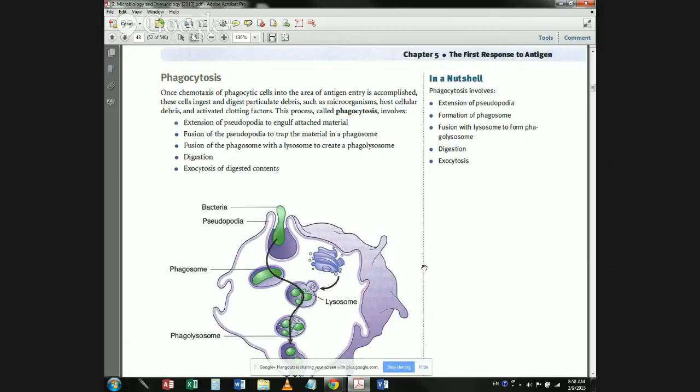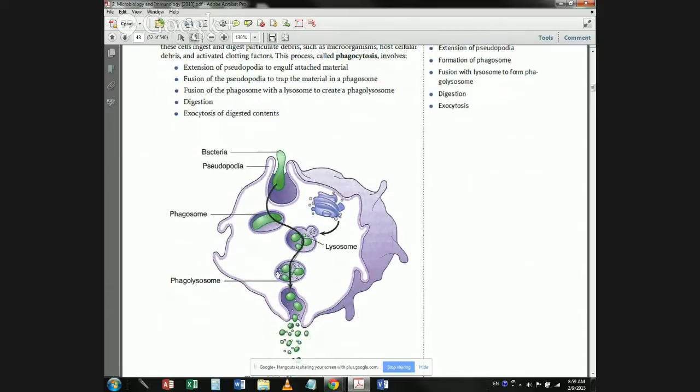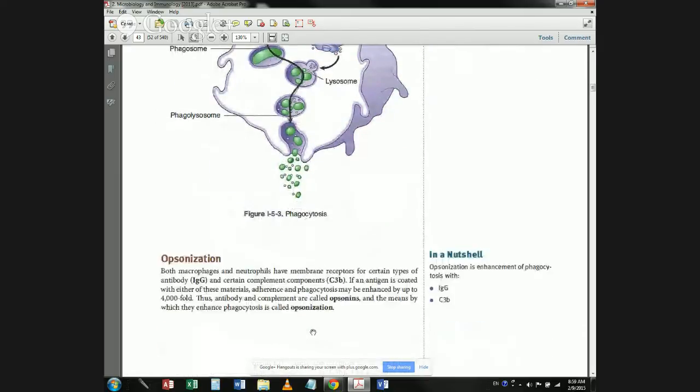extension of pseudopodia to engulf the attached material, fusion of the pseudopodia to trap the material in a phagosome, fusion of this phagosome with a lysosome to form a phagolysosome, and then the enzymes inside will digest it, and then it will fuse again with the membrane, and exocytosis of digested contents. Pretty explanatory.